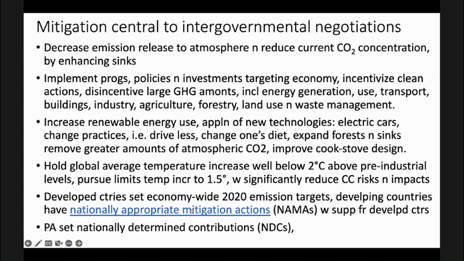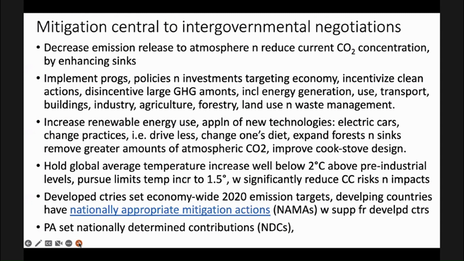And so, even countries which have developmental challenges can help contribute to tackling some of the problems. We need to hold global temperature to well below 2 degrees above pre-industrial levels and pursue limiting it even further. And only then can we significantly reduce climate change risks and impacts. And even now, we have not yet fully agreed to 1.5 degrees.